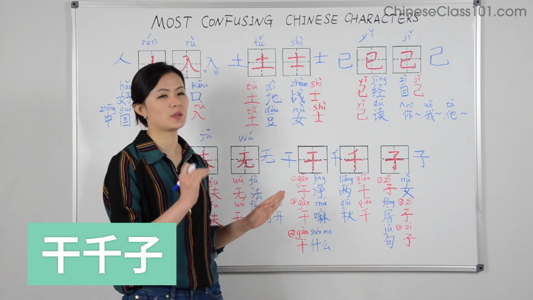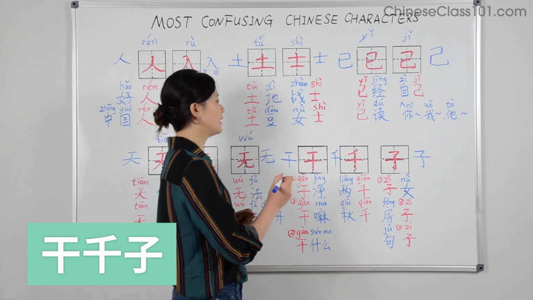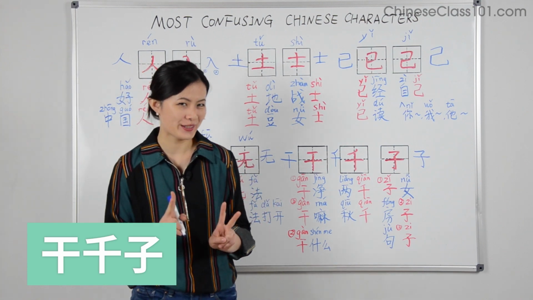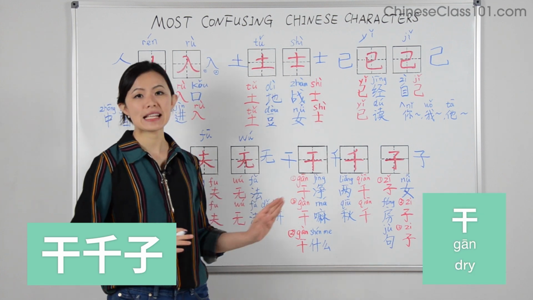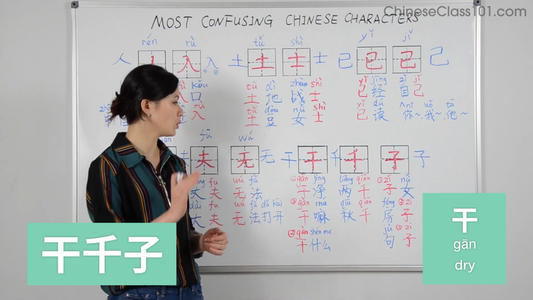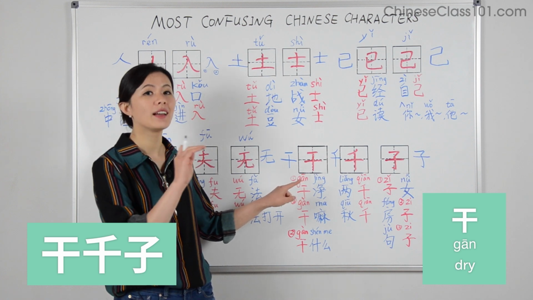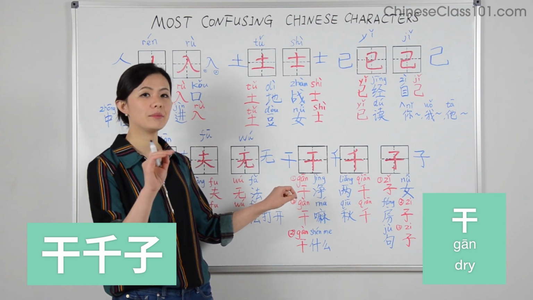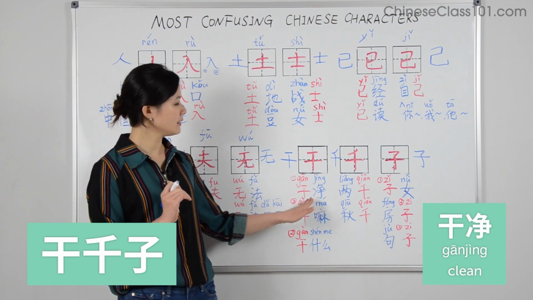The first one with 3 simple straight lines actually has 2 pronunciations. Let's look at them here. When it's used as an adjective, meaning dry, it's the first flat and long tone. 干, 干 meaning dry, as in 干净, 干净.